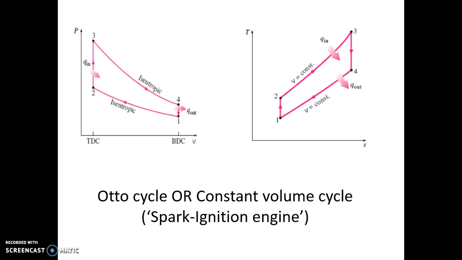And the next diagram shows the TS diagram, which describes the same process. Here also from 1 to 2 it is a compression stroke, it is an isentropic process, you can see the vertical line, and from 2 to 3 heat is added, 3 to 4 the expansion process, it is an isentropic expansion process, and 4 to 1 heat is given out by the exhaust valve.